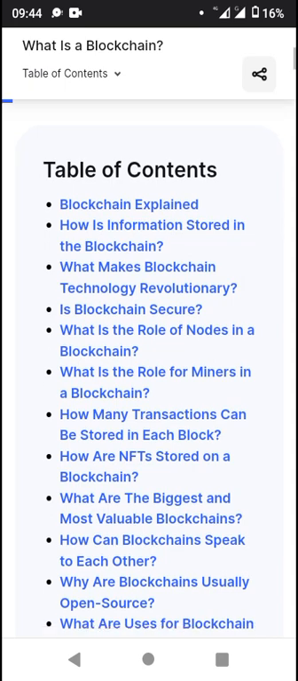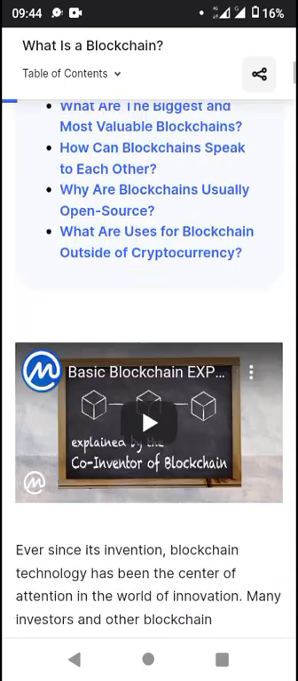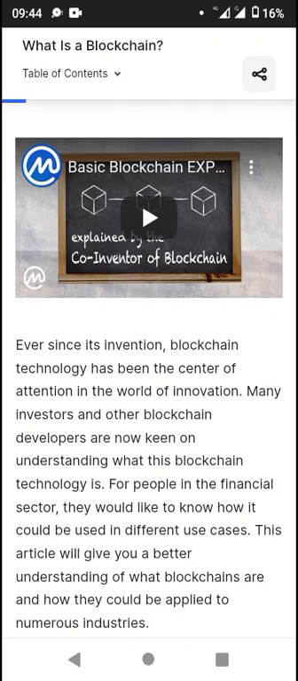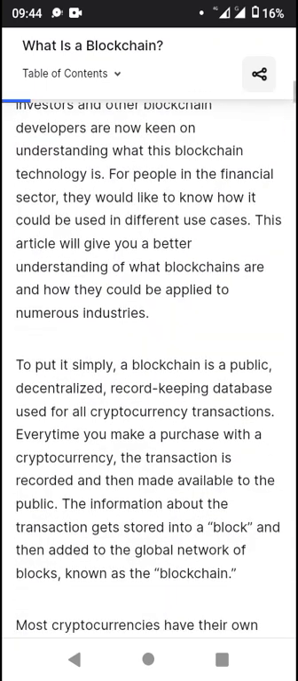Table of contents: blockchain explained, how information is stored. So there's a video here. I want to play it. I'll still be dropping a link in the description box so you get access to this.